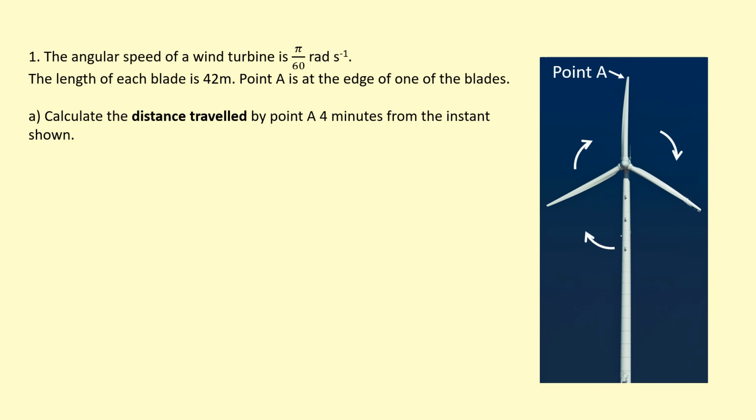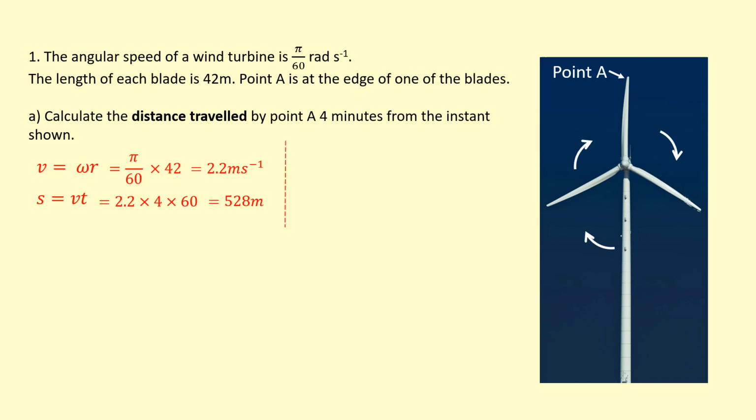Okay, so firstly, we can figure out the speed using this formula here, omega times r. So I'm going to take pi over 60, which is my omega, my angular speed, and times it by 42. That gives me 2.2 meters per second. And I want to figure out the total distance traveled in 4 minutes, so I'm going to turn that into seconds. Using this equation here, the distance traveled equals velocity times time, that gives you 528 meters traveled in total over that 4 minutes.